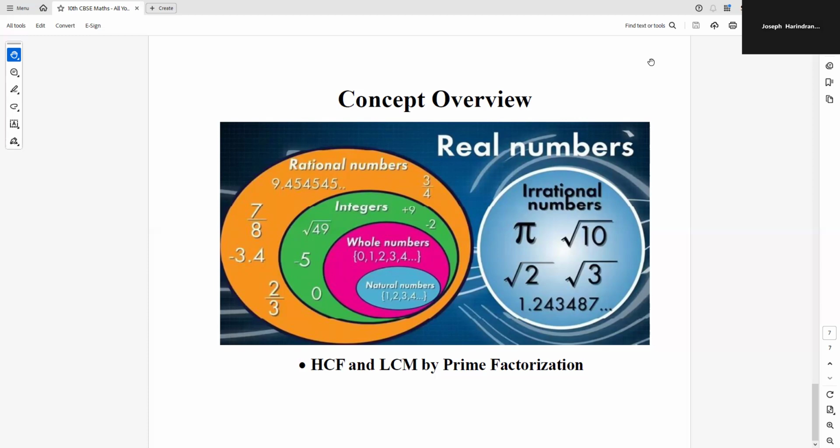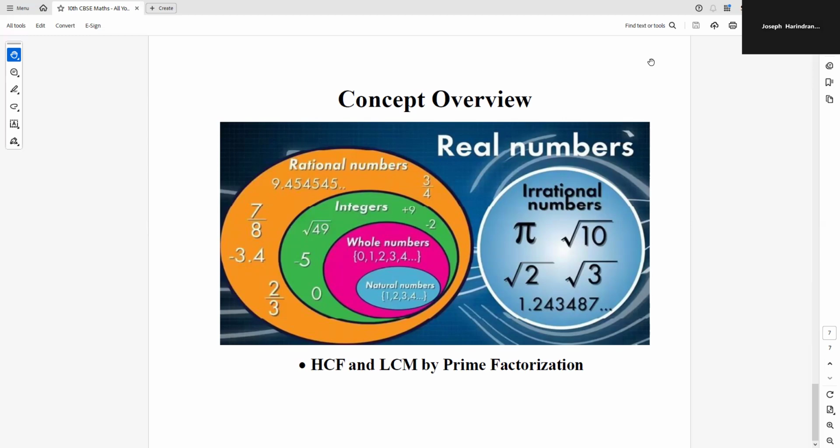Under real numbers, we have rational numbers, inside which we have integers. Integers are also rational numbers because they can also be expressed in P by Q form. 3 can be represented as 3 by 1. Positive and negative values are possible. Whole numbers are only positive values, starting from 0: 0, 1, 2, 3, 4, etc. Natural numbers are counting numbers 1, 2, 3, 4, etc., up to infinity.